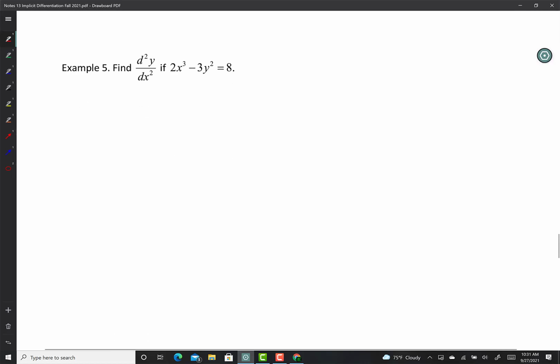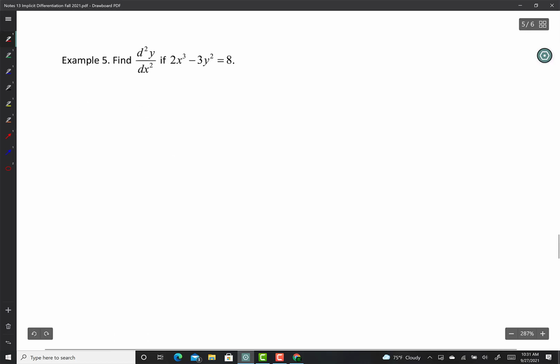Ooh, this one might require a lot of algebra. All right, we're about to test your algebra here, guys. You guys ready? I'm going to use y prime for dy/dx, so it won't get so nasty. So here we go. It wants a second derivative, right?